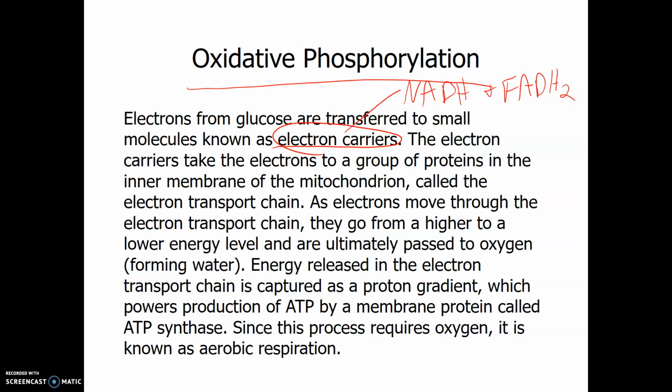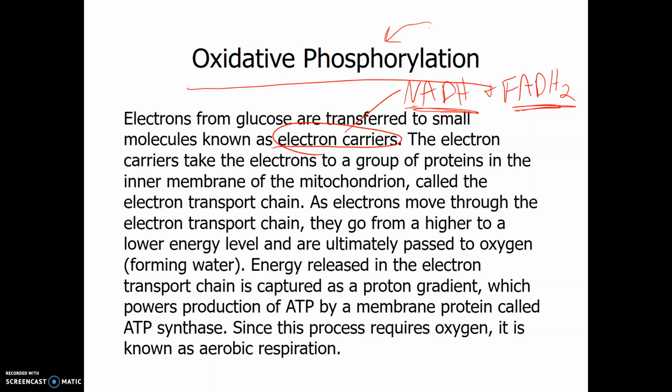So in the beginning, when glucose is broken down in the first few steps of cellular respiration, some of that energy is used to make ATP by substrate level phosphorylation, but it's just a very small amount of ATP. But a lot of the energy from the glucose is used to make these electron carriers, NADH and FADH2. They are going to go on to the last step of cellular respiration called oxidative phosphorylation, and they are going to be used to produce 90% of the ATP.